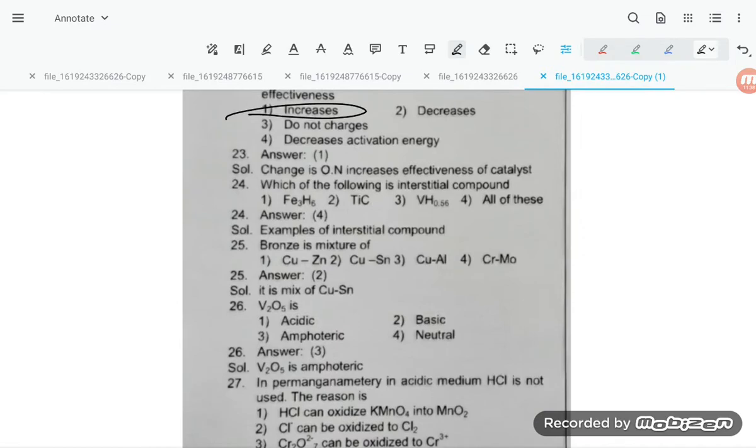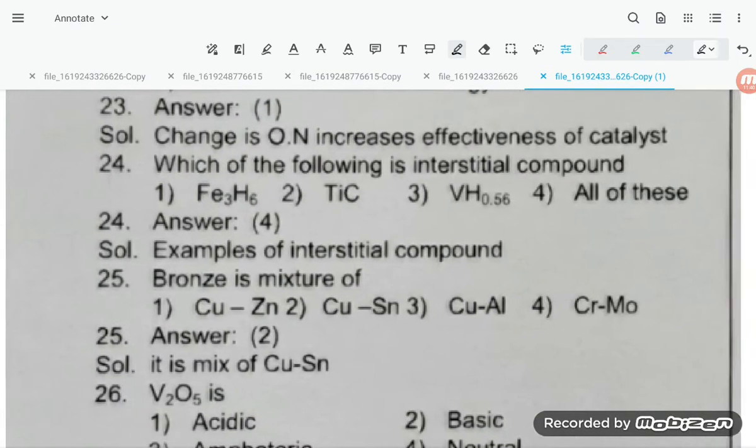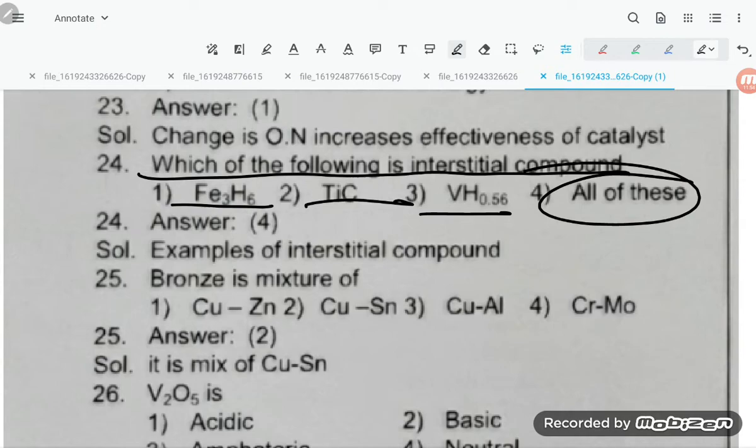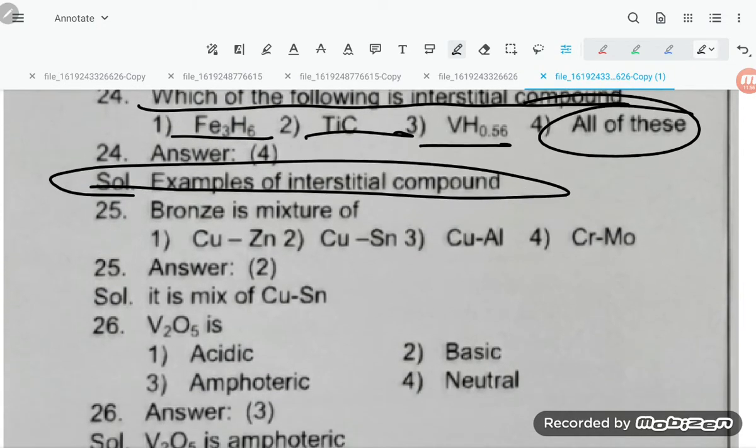If you see the next problem, question number 24. Which of the following is an interstitial compound? Fe3H, TiC, VH0.56. These are all examples of interstitial compounds.